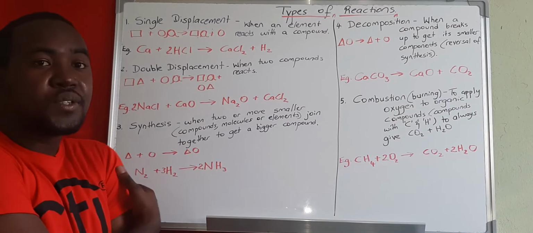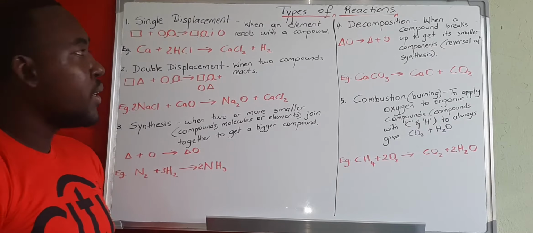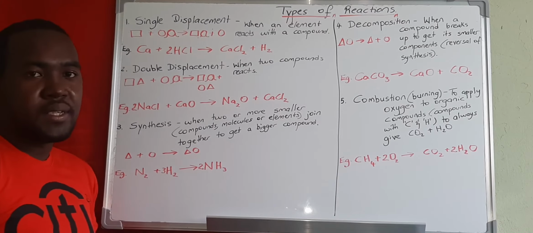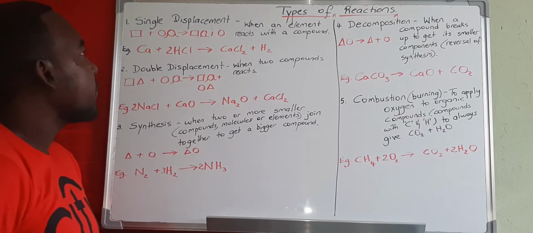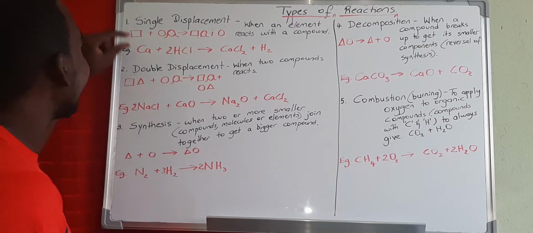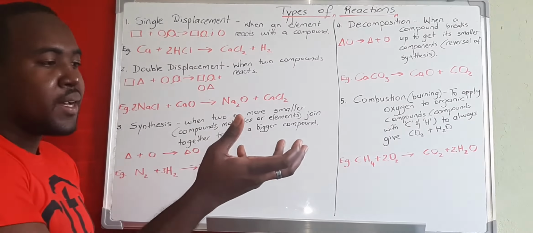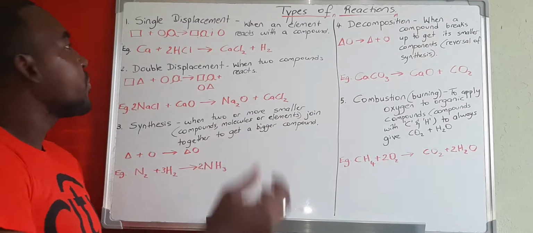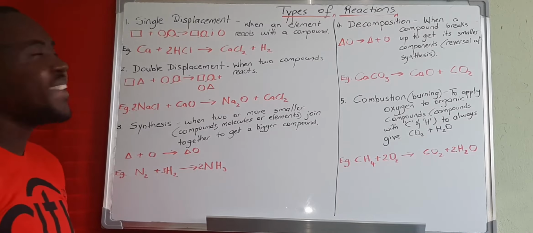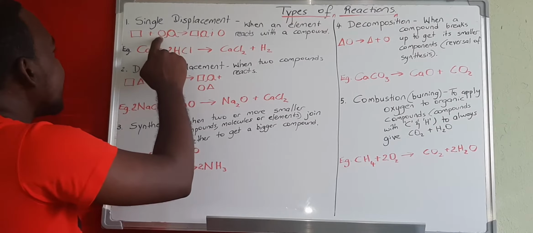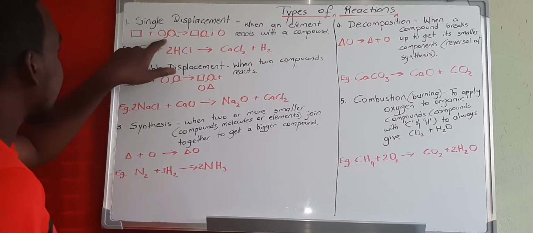So let's go to our first reaction, which is our simple displacement. Now, our simple displacement involves an element reacting with a compound. So if we look at this little figure here, our box here represents an element because it is not attached to anything else. But this circle and this circle here is a compound because we have a first element bonded to a second element. So this is an element and a compound.